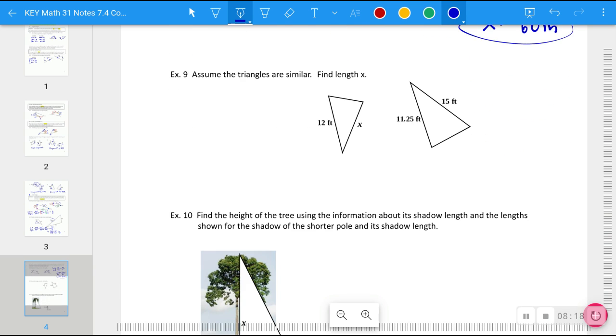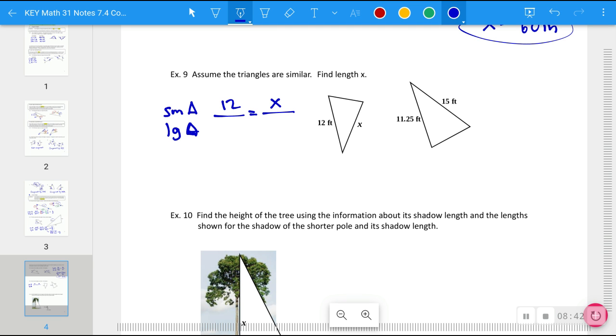Okay, here's another example of that. I'm going to put the small triangle on top. You could do it the other way. It won't make any difference. I'm going to put those side lengths on top, and the large triangle, I'm going to put them on the bottom of this proportion. And we only know 2 side lengths on each, so I'm not going to do a third pair. All right, so the small triangle has a 12 and an X.